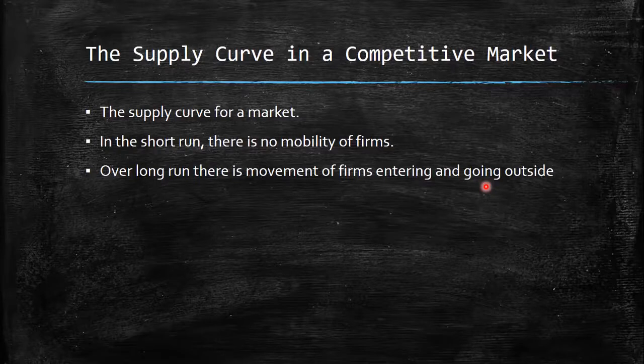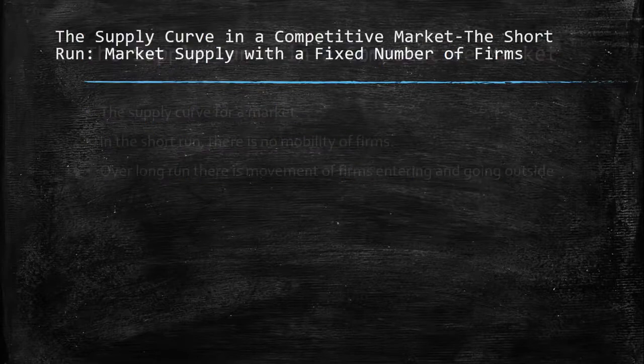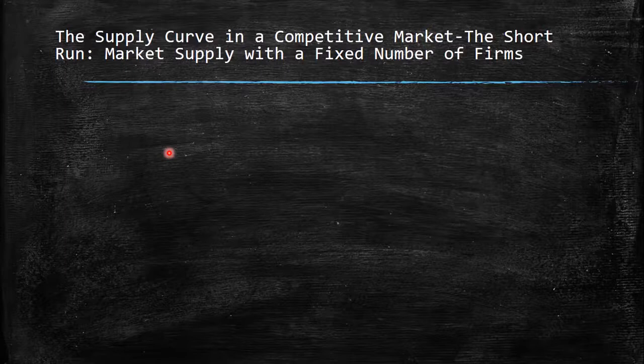From here we can automatically infer the supply curve in a competitive market. The supply curve for a market comes from the marginal cost. And remember, in the short run there is no mobility of firms, no entrance or exit. But in the long run there is a movement of firms entering and going out. Then we can talk about the short run, how we can start to have the market supply when we have a fixed number of firms, which is the assumption in the short run.